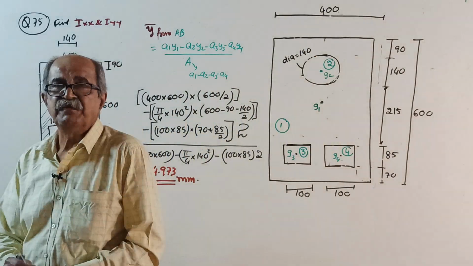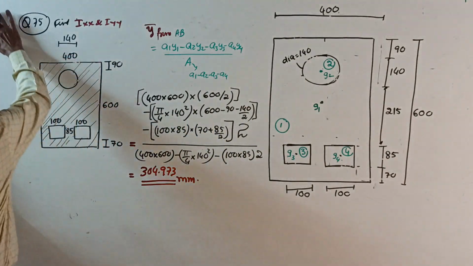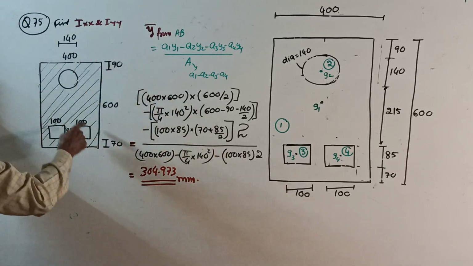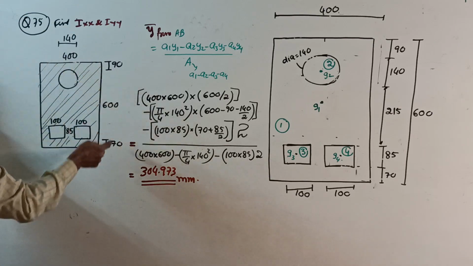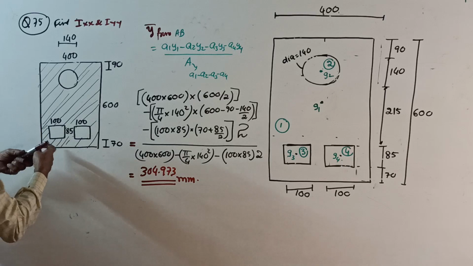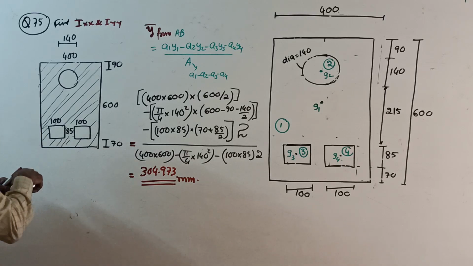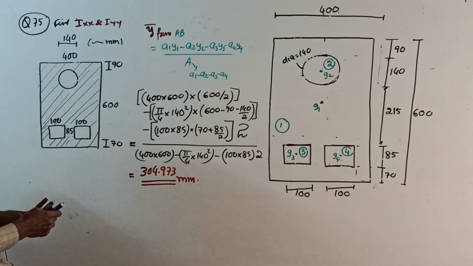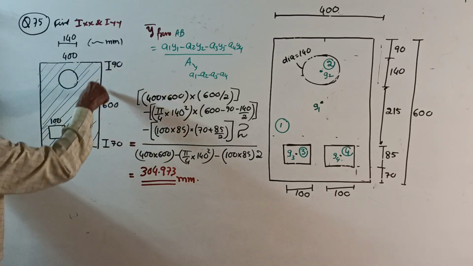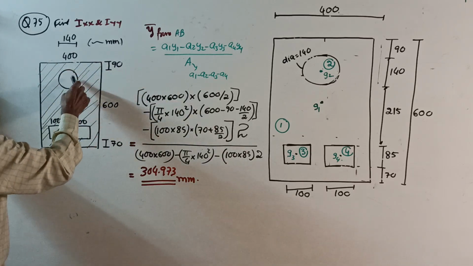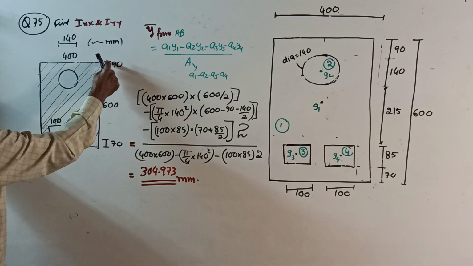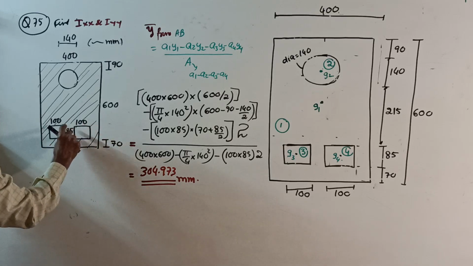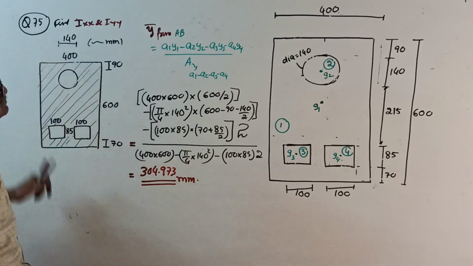This question is 75. Next 76. See, rectangular section, all in millimeter. I forgot to write. To save time, I am writing: find IXX, IYY, all in millimeter. Formality, how many times will I write? See, 400 by total 600. A circular hole of diameter 140, edge at 90. Two rectangular holes of 100 by 85, at 70 from the bottom edge.